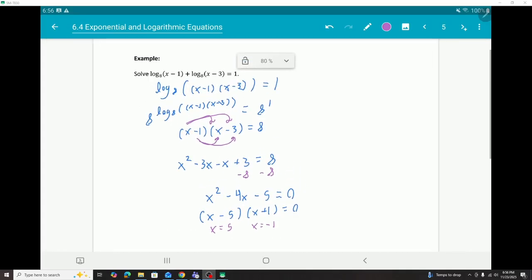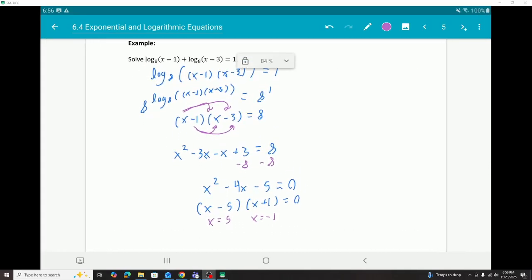We go back and we check for these extraneous solutions, which we're starting to believe might not exist, might be mythical, but let's check. So I check x equals 5. I get log base 8 of 5 minus 1 plus log base 8 of 5 minus 3 equals 1. Log base 8 of 4 plus log base 8 of 2 equals 1.